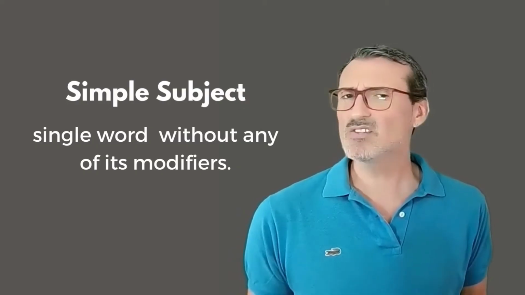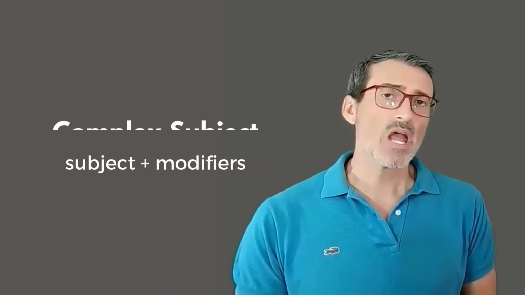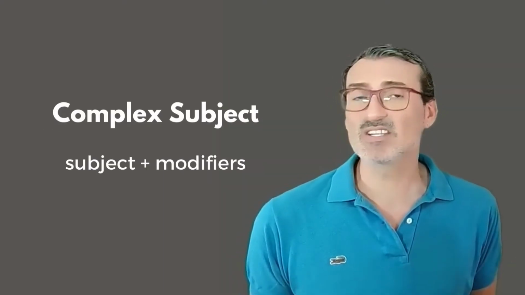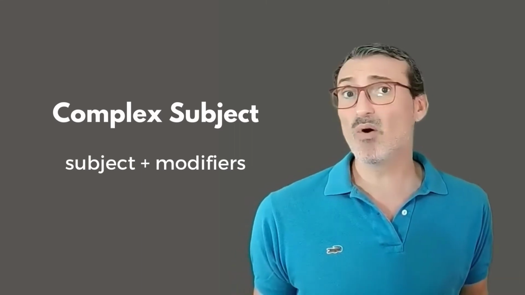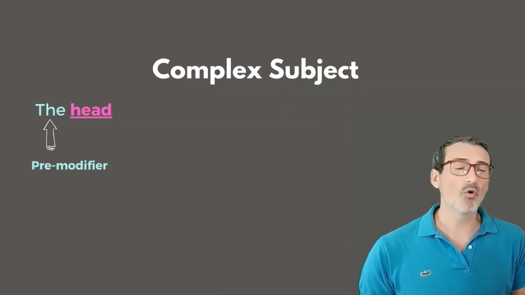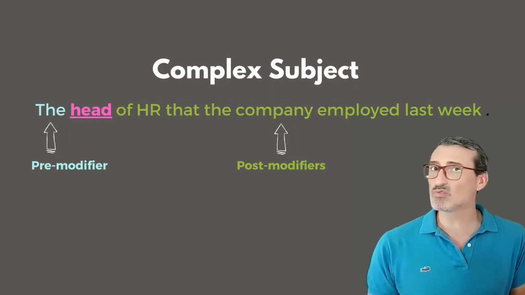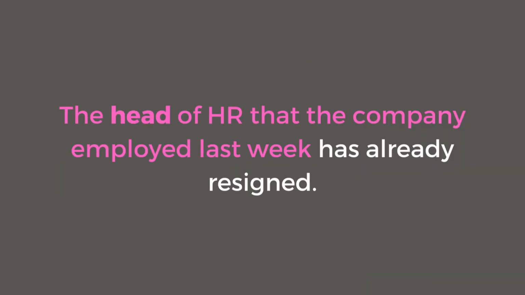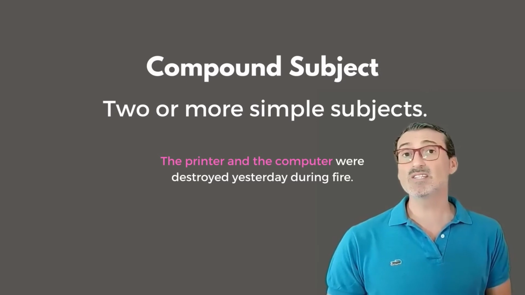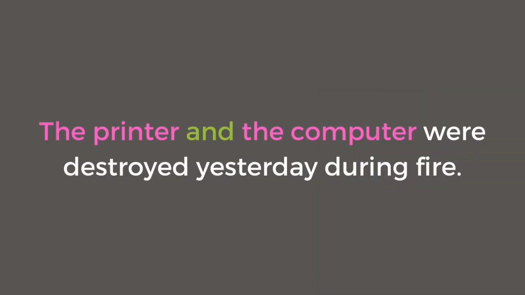A simple subject is made of a single word. Whereas a complex or complete subject is the subject plus the modifiers. Now, the modifiers can be in 2 different places. Before the noun, and in this case, we call them pre-modifiers, or after the noun, and we call them post-modifiers. And finally, the definition of a compound subject is a subject that is made of 2 or more simple subjects.